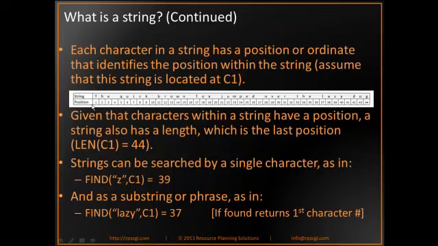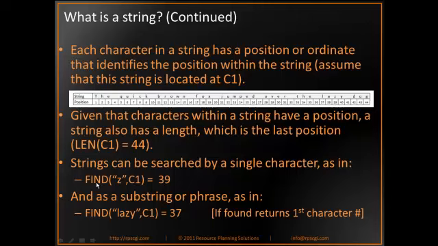And you can see in this little diagram here, this is probably an easier way to conceptualize it. So you would be thinking about each character in the string having an address along this 44 character line. So the L in lazy occupies the 37th space, or ordinate, in this 44 character string. So again, using this length function, if this phrase was at cell C1 and I said length C1, it would return 44 because this character string is 44 characters.